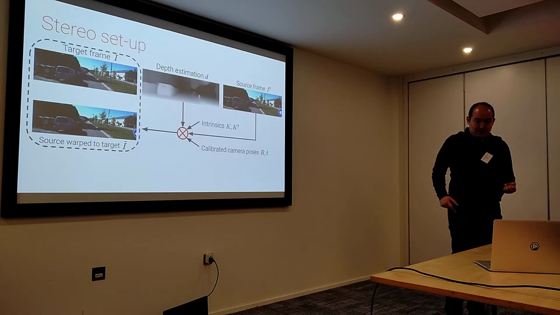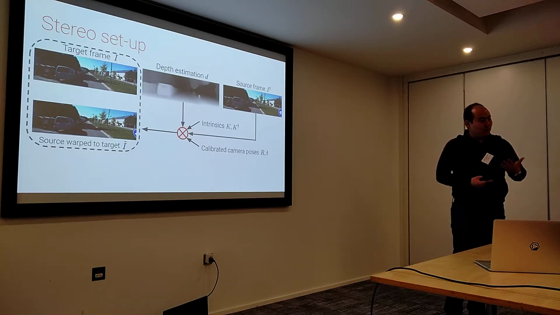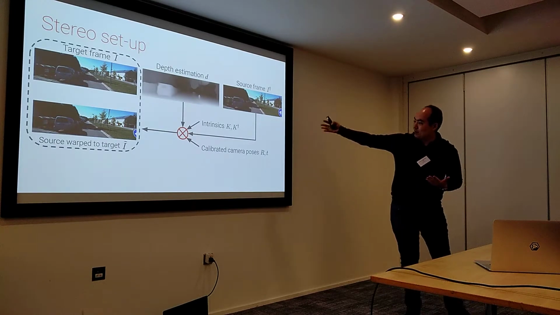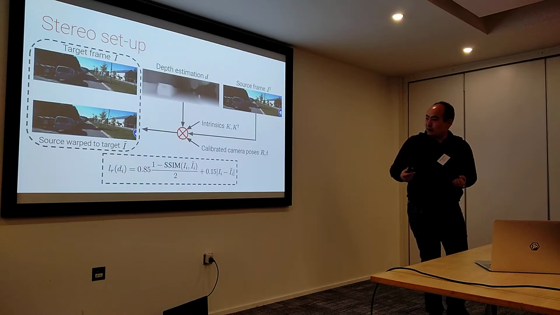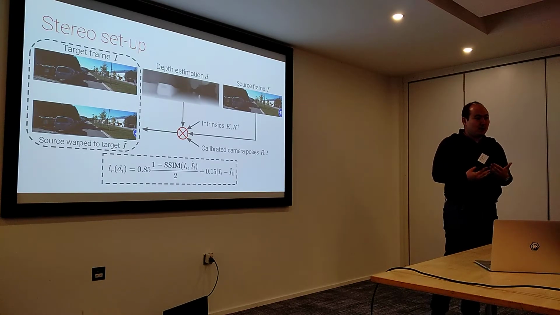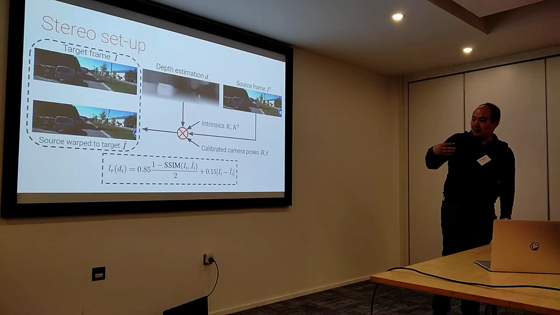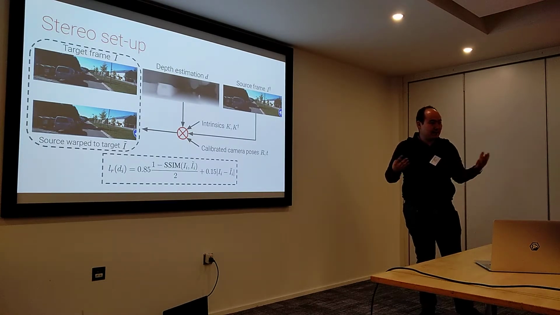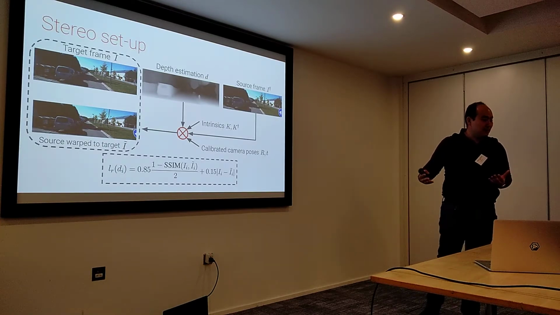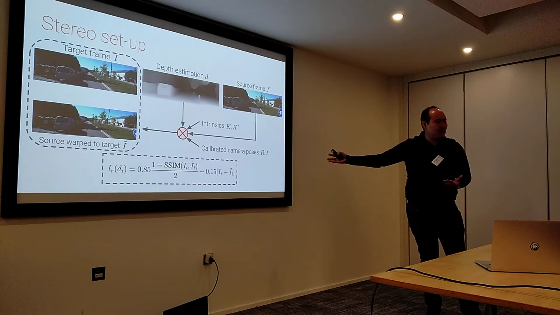And so the way you train it is you compare the target and the reprojected, reconstructed image by warping the source frame into the target view. What is really important is the way you compute this loss. So how do you compare the images? The thing that works really well is this linear combination of the SSIM dissimilarity and L1 difference. And this has become a standard choice.